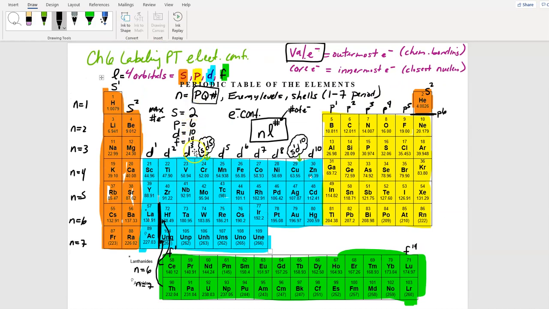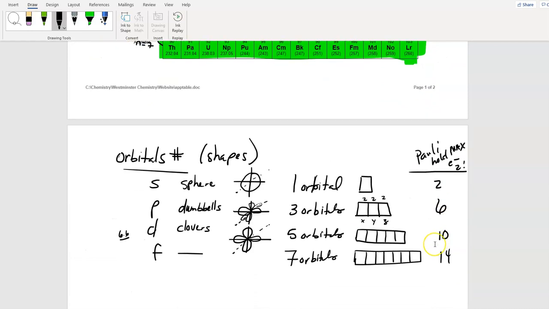Ta-da! There they are right there. It's the groups, ladies and gentlemen. The periodic table: if you count how many s, p, d, and f groups we colored, that's what it is. That's why this is so amazing with the periodic table instead.